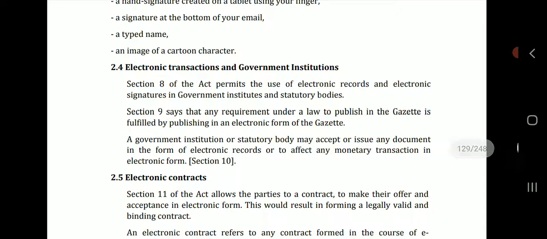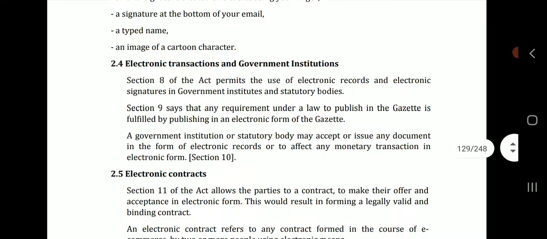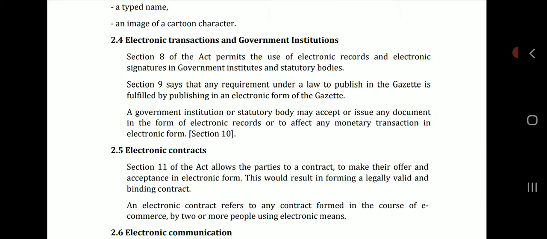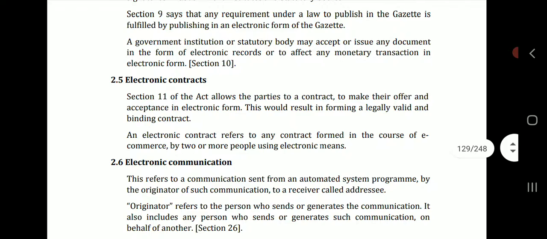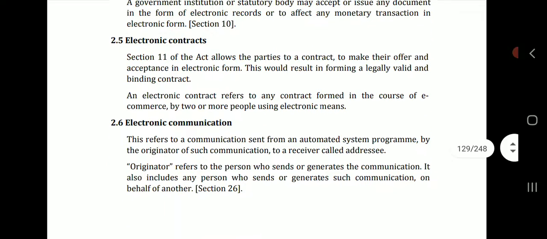So we have electronic transactions and government institutions. Section 8 of the Act permits the use of electronic records and electronic signatures in government institutions and statutory bodies. Section 9 says that any requirement under a law to publish in the Gazette is fulfilled by publishing in an electronic form of the Gazette, and a government institution or body may accept or issue documents in the form of electronic records, subject to monitoring of transactions in electronic forms. Then we get electronic contracts, that they bind.